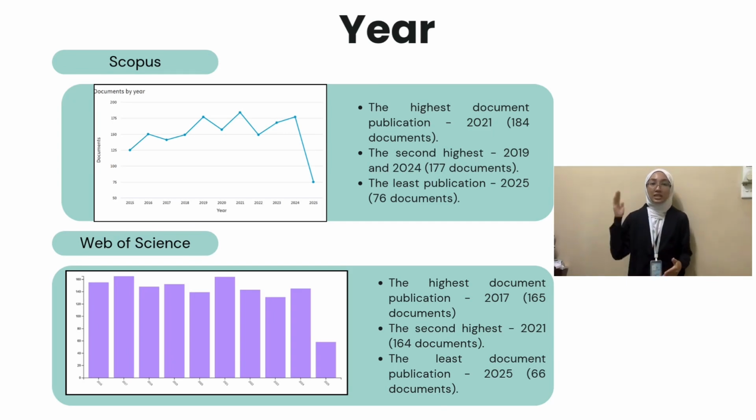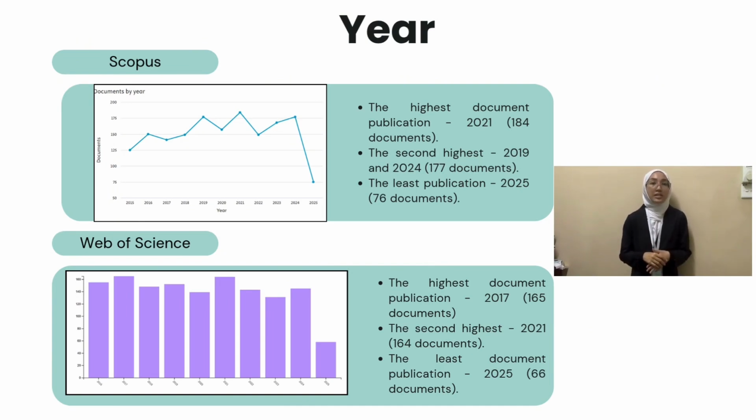Based on the bar chart shown by Web of Science, we can see that in 2017, there were 165 documents published, making it the highest year for published documents throughout this tenure, which is 2015 until 2025. Meanwhile, the second highest year for documents related to our topic was 2021, which recorded 164 documents.